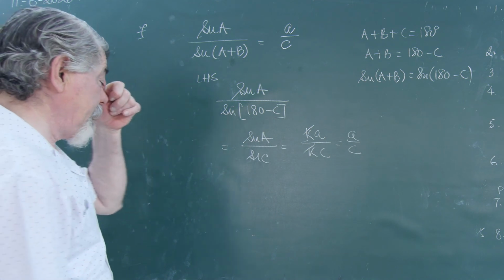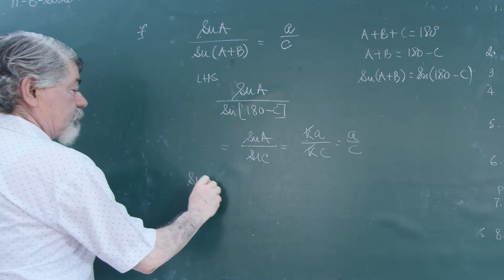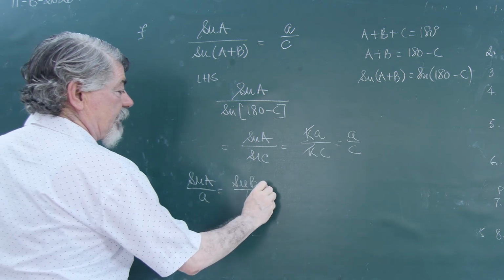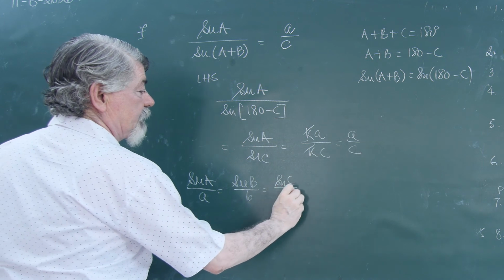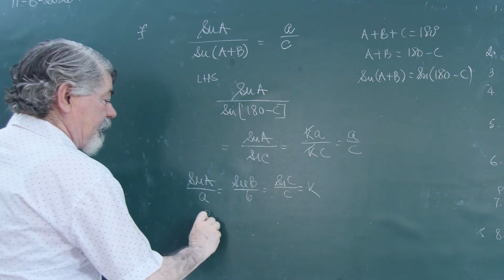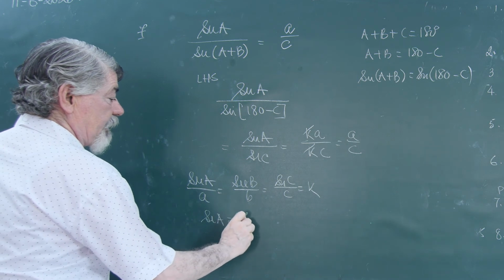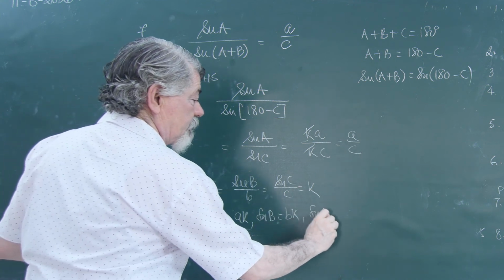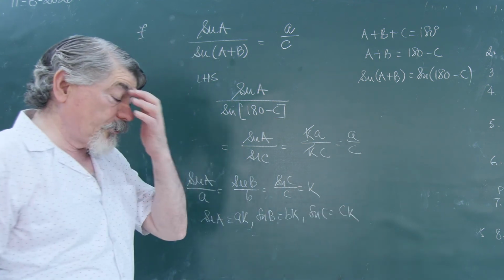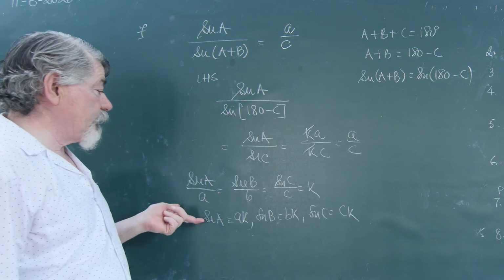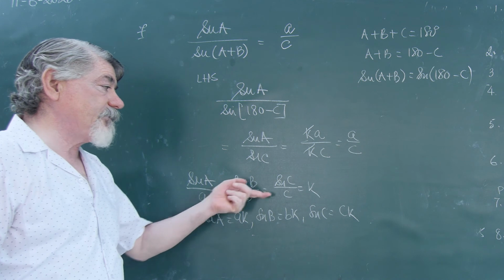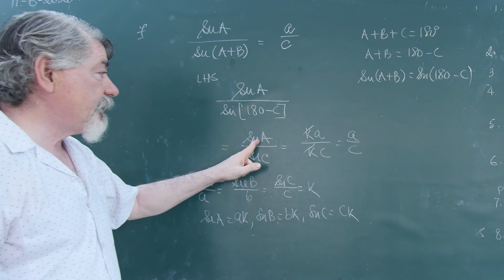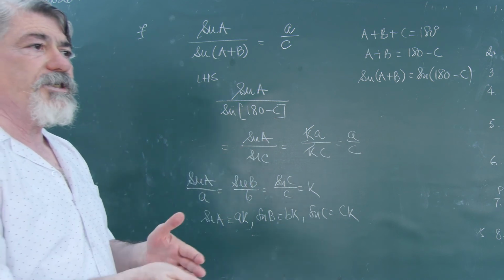How did I get Ka? You know sin A upon a is equal to sin B upon b is equal to sin C upon c is equal to K. So sin A is aK, sin B is bK, and sin C is cK. It depends what you want. I could have reversed it and written a upon sin A, b upon sin B, c upon sin C is equal to K if I wanted to get the value of a. But here I want the value of sin A, so I put sin A in the numerator.